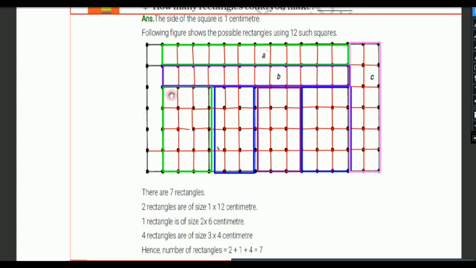Here 3 is the length and 4 is the breadth: 1, 2, 3, and 1, 2, 3, 4, and there are 4 such rectangles. Hence the number of rectangles is equal to 2 plus 1 plus 4 is equal to 7. So total 7 rectangles. We can make 7 rectangles.